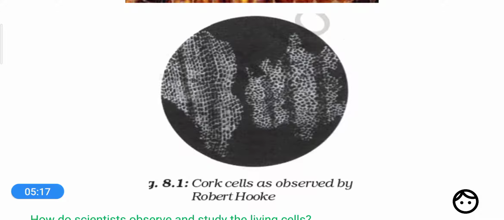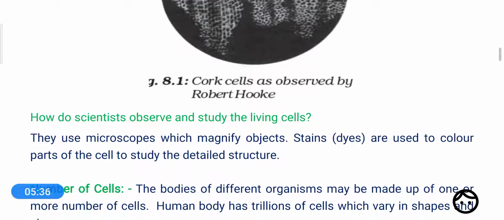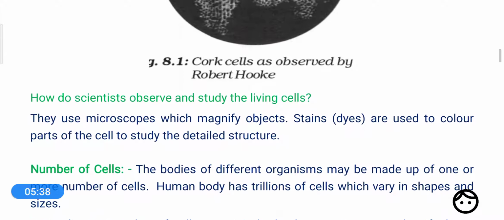So we can say actually that the cell was discovered by Robert Hooke when he was observing thin slices of the bottle cork made up of the bark of the Spanish oak tree, right? And he observed structures which resembled the honeycomb. Okay, so who discovered the cell? Robert Hooke discovered the cell.